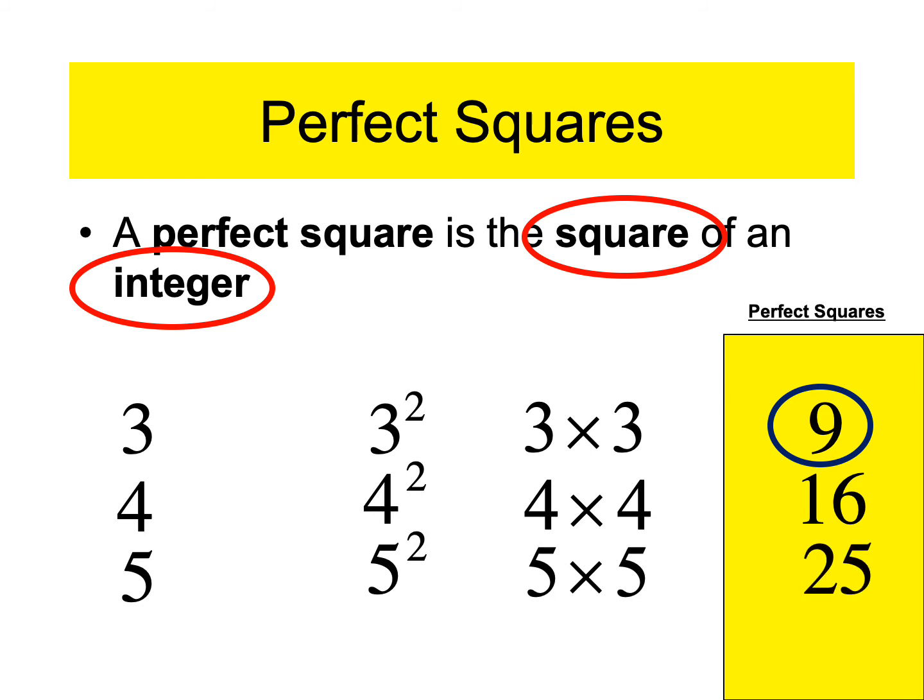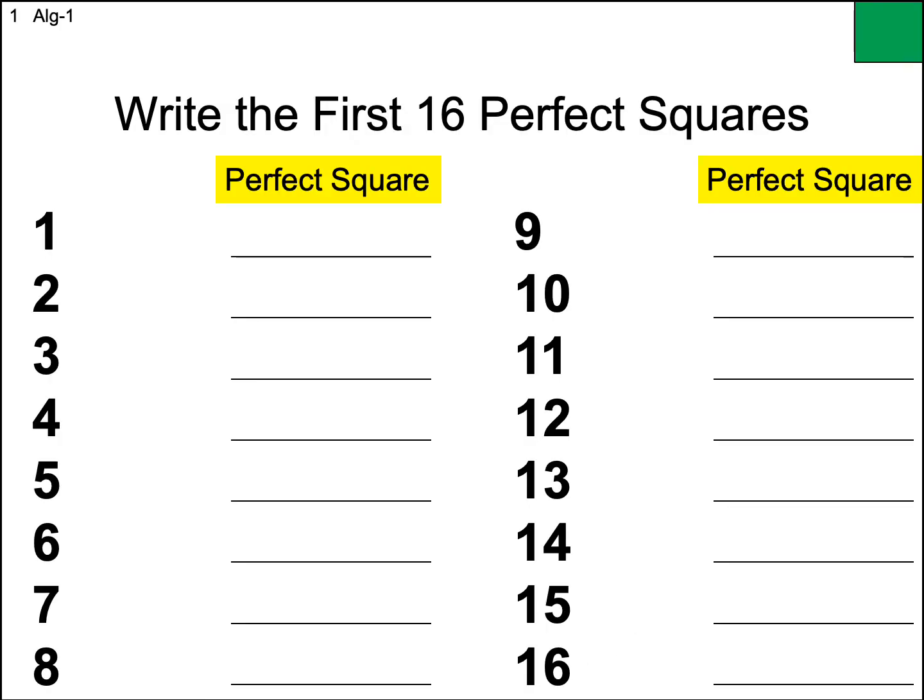Notice there's a whole bunch of numbers between 16 and 25 that are not perfect squares. But 9, 16, 25 are perfect squares. Do you remember doing this slide last year? All right, you should remember this. I made you last year write down the first, technically this is the first 17 because I left off 0, the first 16 perfect squares.